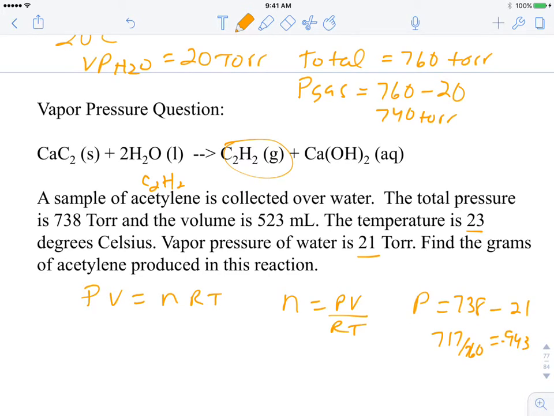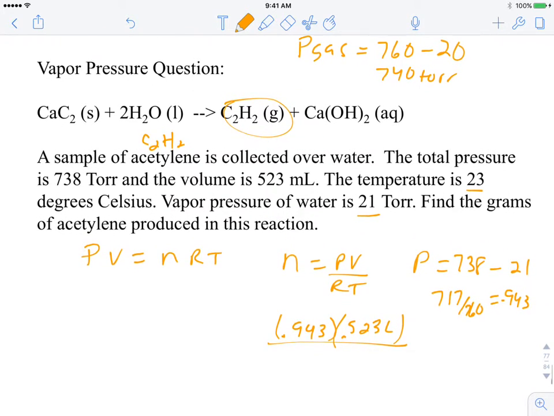0.943 atmospheres. So now we go through and plug in our numbers. 0.943. We have the volume, we change that to liters, 0.523 liters. We have our R, 0.0821. And we have our temperature, which we need to change to Kelvin, so that would be 296 Kelvin. We plug this in, we get n, we multiply it by the GFM, and we get the grams. You can go ahead and do that, get your answer.